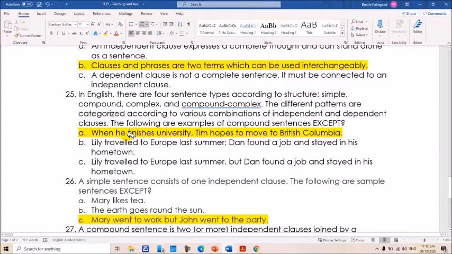When he finishes university, Tim hopes to move to British Columbia. This one is not a compound sentence. This one is a complex sentence. So B here is an example of a compound sentence. As you can see, there's a semicolon right here. We have two independent clauses. So with letter C, we have two independent clauses joined by a comma. Correct.